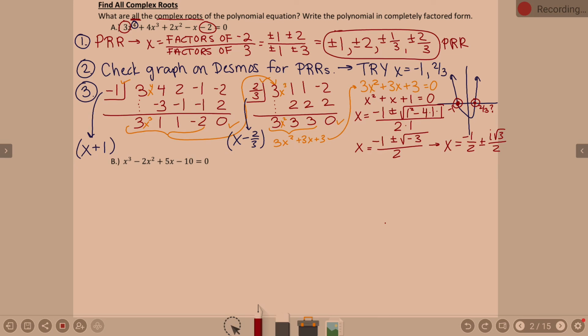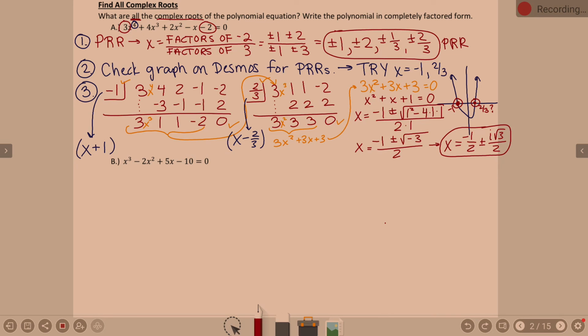Oh, Lord. Not pretty, is it? At this point, if I had this as my answer, I'd be like, oh yeah, that's wrong. But it's right. But it's wrong. Okay, so it said all complex roots. Part of my answer is negative 1/2 plus or minus i square root of 3 over 2.